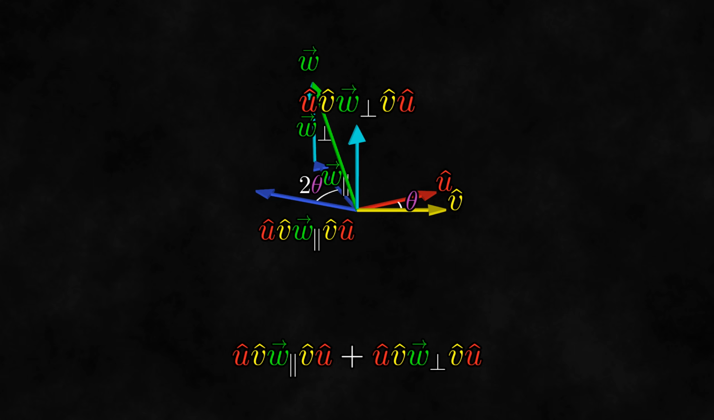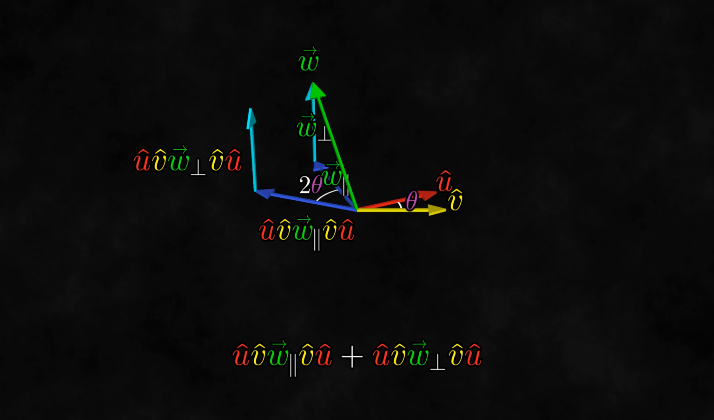So we see that in 3D, the double sandwich product rotates the parallel part by 2 times the angle, while it doesn't do anything to the perpendicular part. This is precisely how we rotate vectors in 3 dimensions, showing that doing 2 reflections using the double sandwich product is a valid way to calculate 3D rotations.